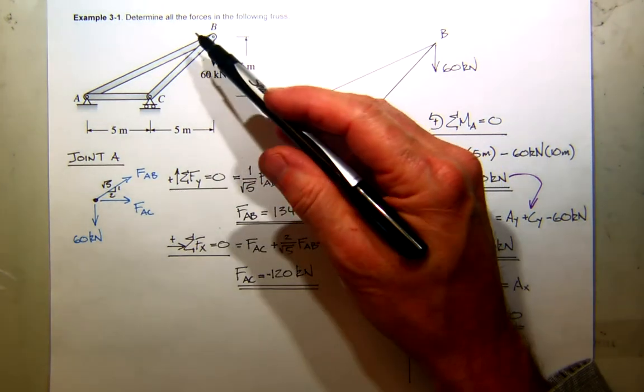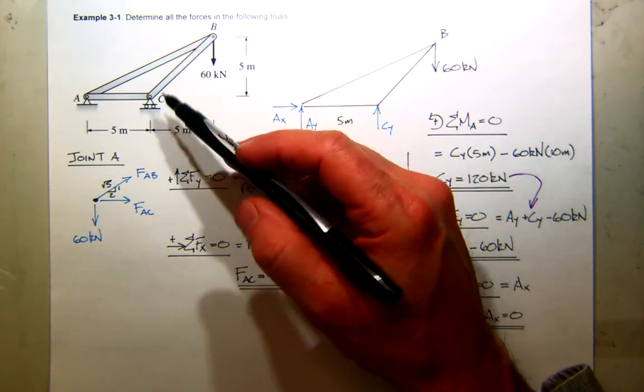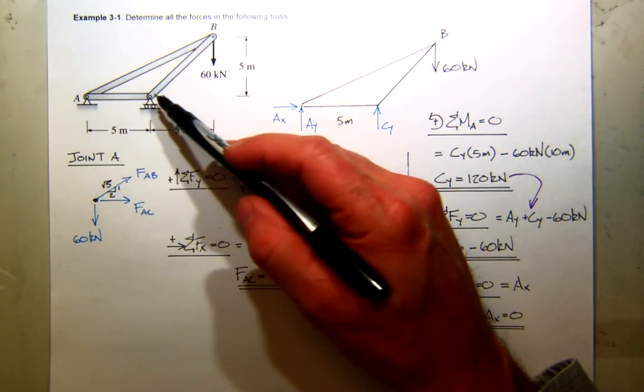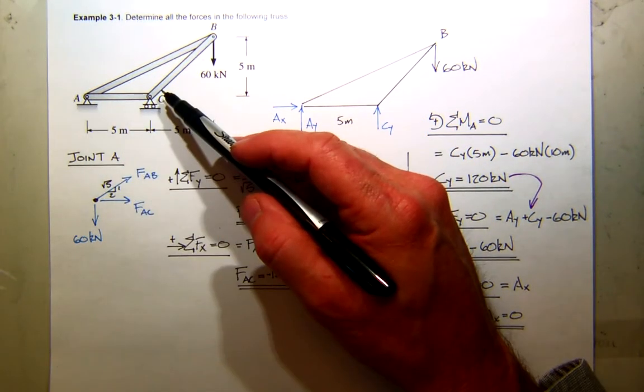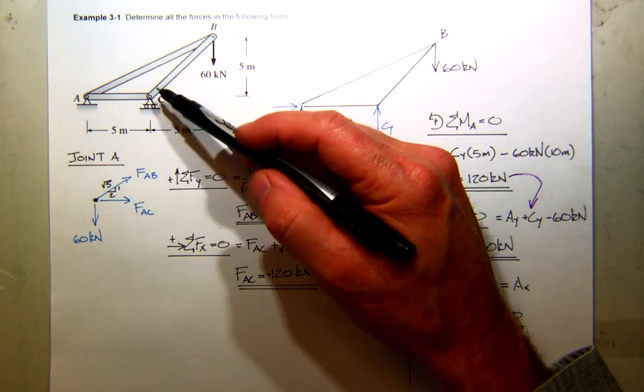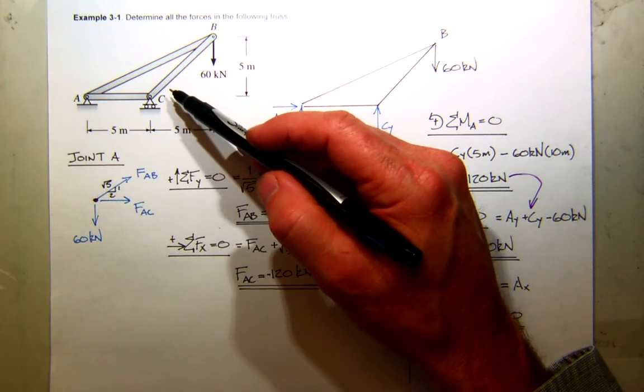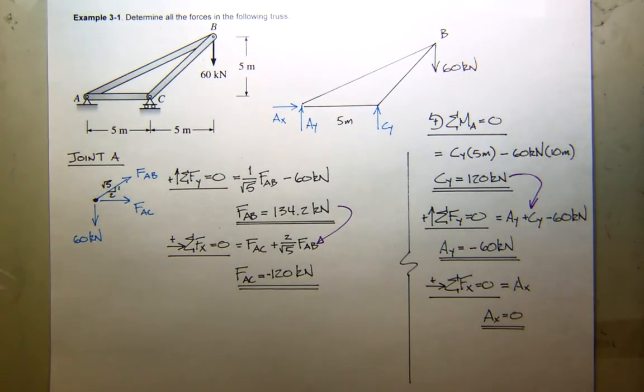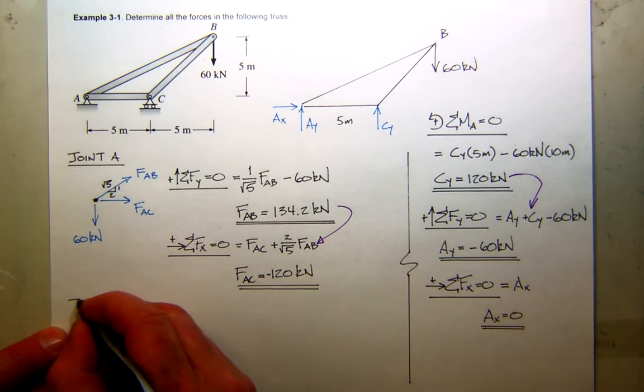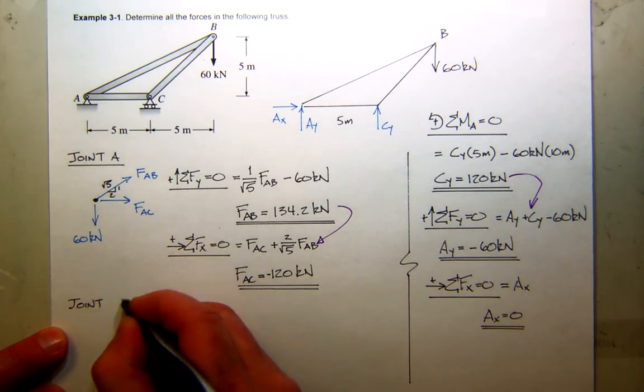Because the geometry here at B is going to be painful. When you go here at C, we already know one of our components is just in the x direction, and then this one has x and y. I should be able to come here and sum forces just in the y and get that solution. So let's go to joint C.